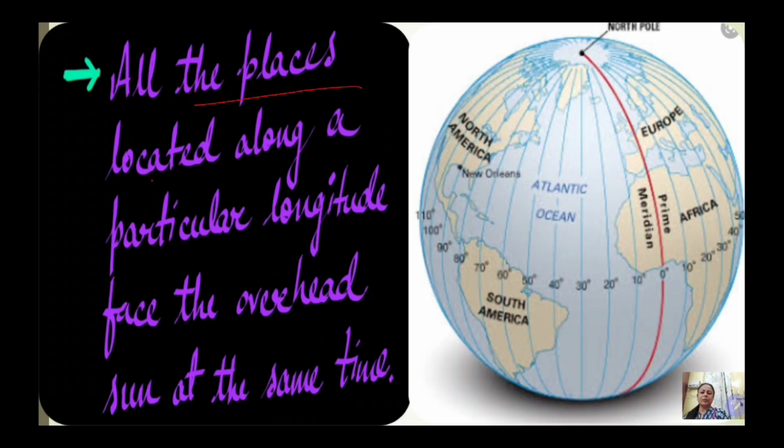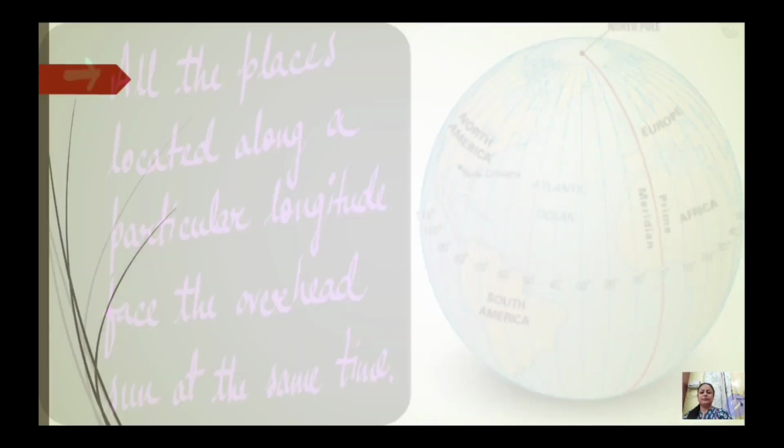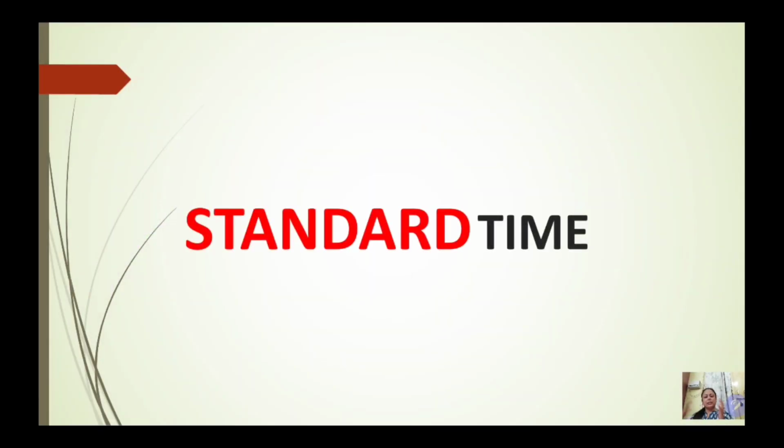All the places located along a particular longitude face the overhead sun at the same time. Now students, if you pick up this longitude, then all the places located on this longitude will experience the overhead sun at the same time. Now that was the concept of local time, that every longitude has its own time.